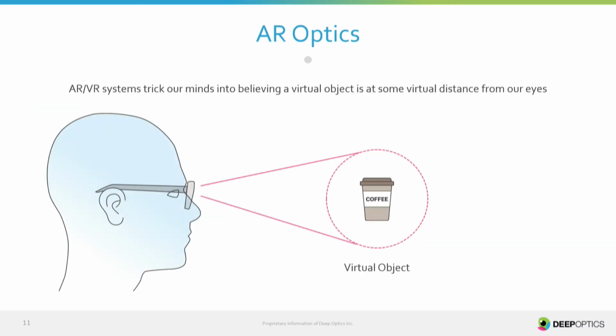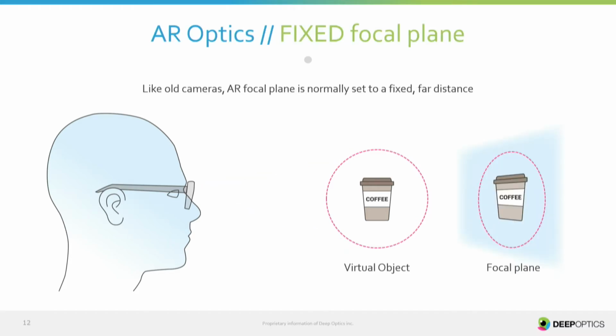Now, what happens with AR and VR? We're looking at a virtual object, and that virtual object is apparently not very far away from us. But the thing is that AR and VR headsets have a single source of light. And that single source of light, as I said before, is usually projecting light as if it's coming from infinity, as if it's coming from a far distance, or at least relatively far distance. Some of them may be at 2 meters or something like that, but that's relatively far.